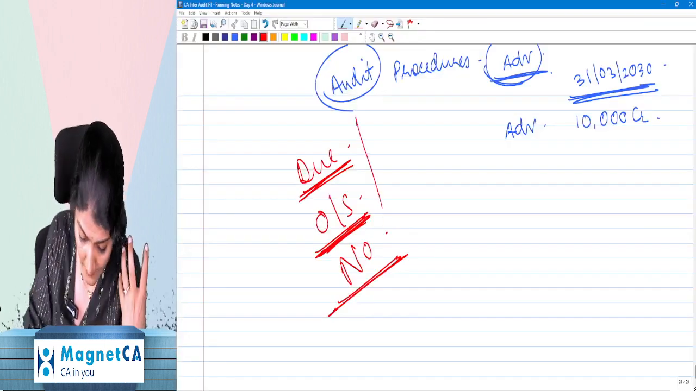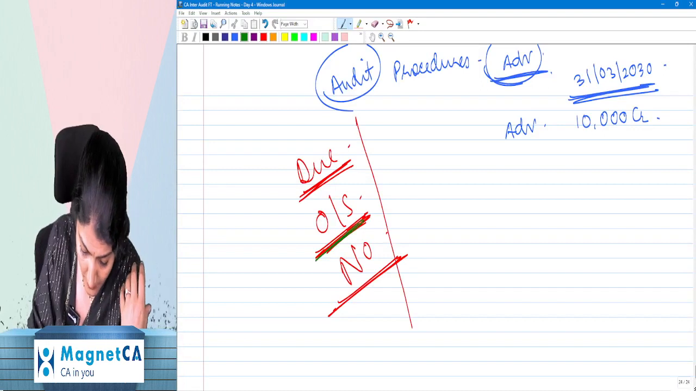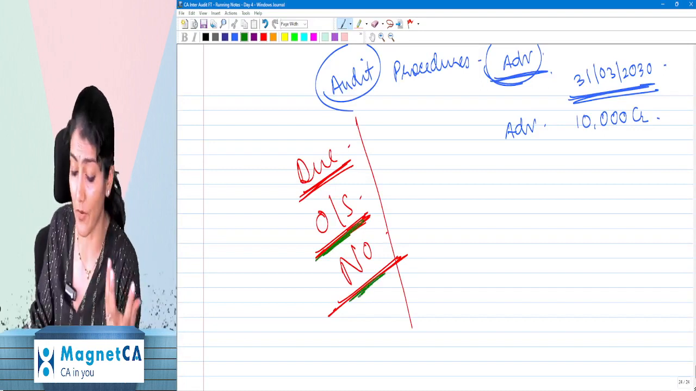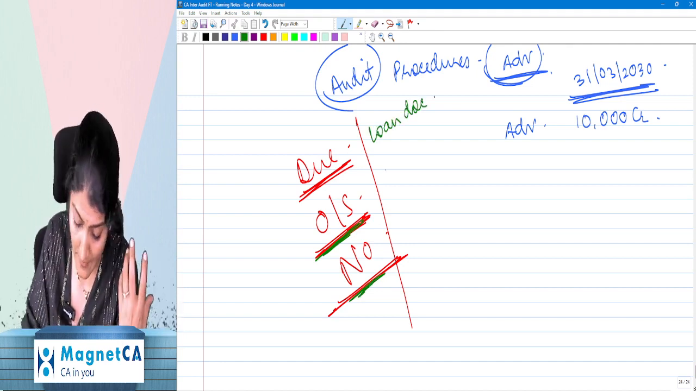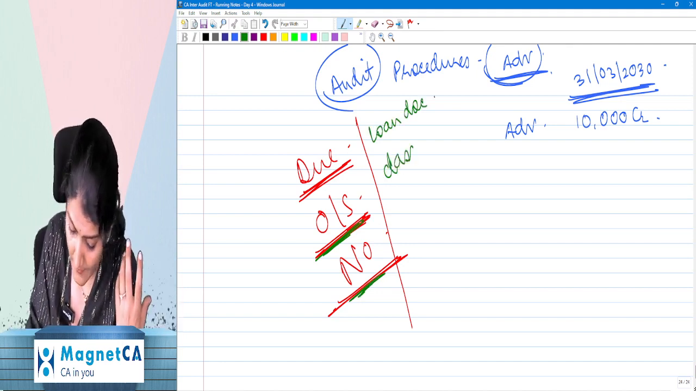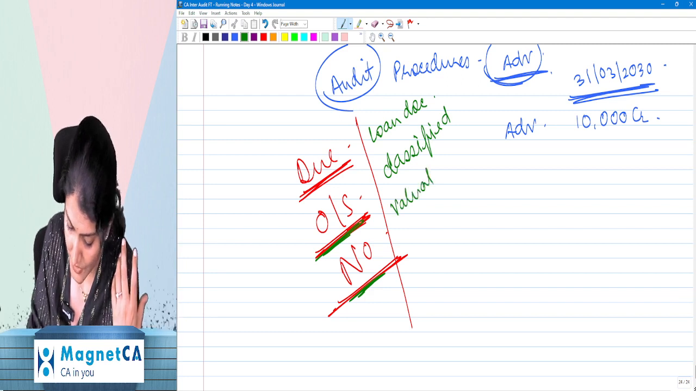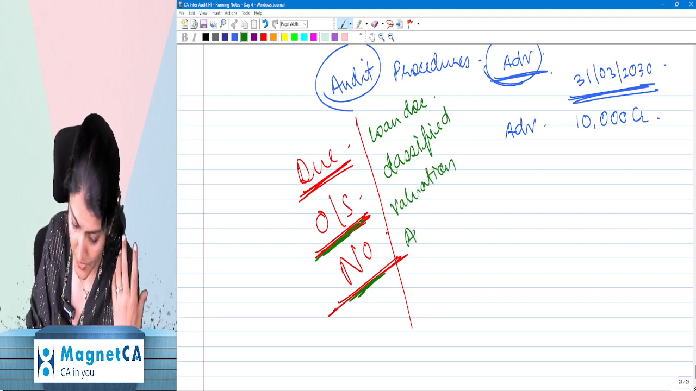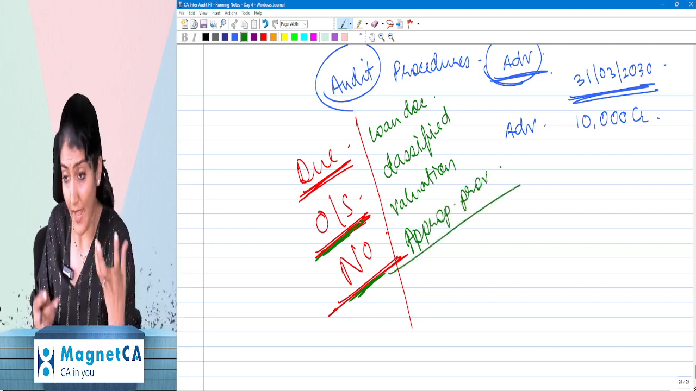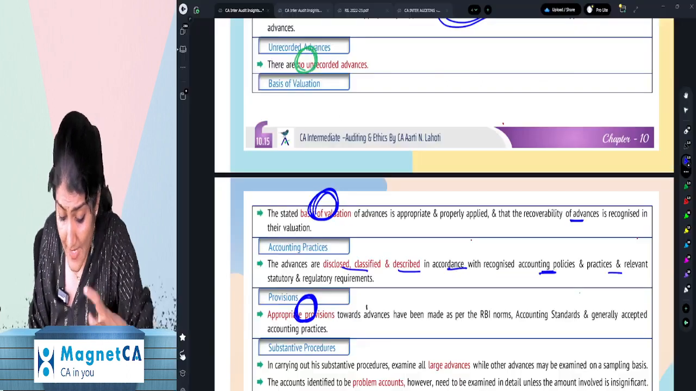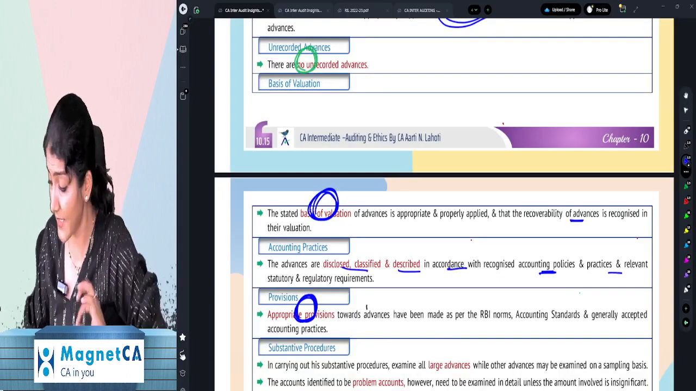Right, so what does it say? It's due to the bank, outstanding on the date of balance sheet, no unrecorded advances. Then after that, again the loan documents, then properly classified, described and disclosed. Then also the basis for the valuation and the appropriate provision made towards the advances. Right, the appropriate provision. And then it talks about some substantive audit procedures and detailed checking.